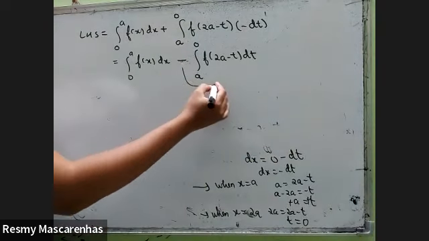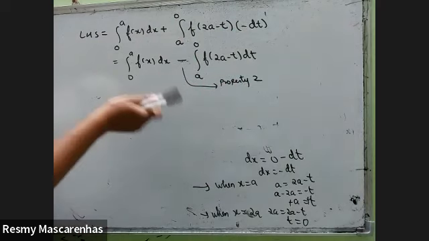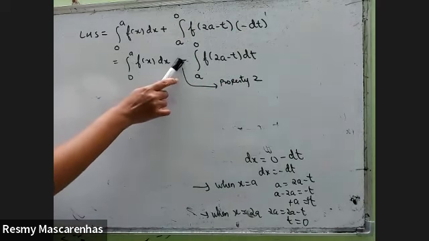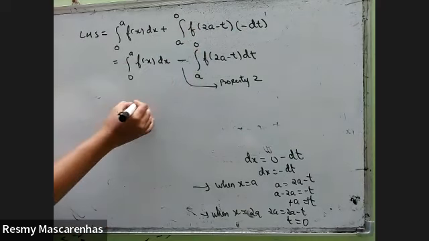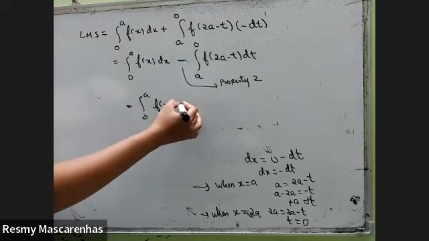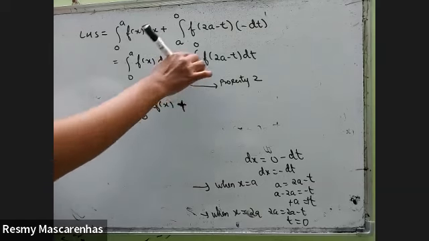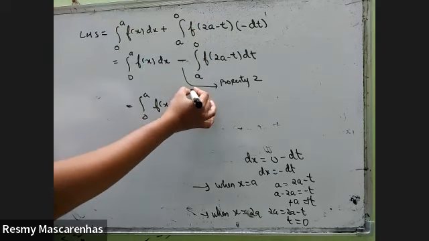Using property 2, which we had already proved in the previous class. If we are having minus, you can use this minus. You can change the limits. So minus I can apply here. I'll make this plus. And minus if I apply here, this will reverse. It will become 0 to a.